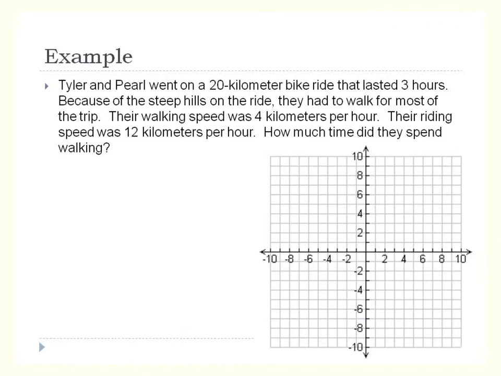Alright, so Tyler and Pearl went on a 20-kilometer bike ride that lasted 3 hours. Because of the steep hills on the ride, they had to walk for most of the trip. Their walking speed was 4 kilometers per hour, and their riding speed was 12 kilometers per hour. How much time did they spend walking?